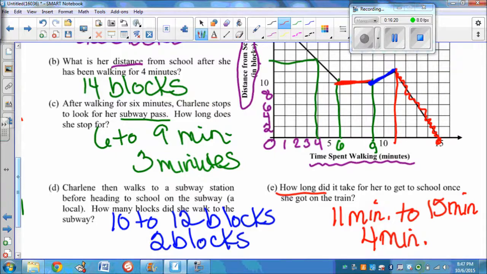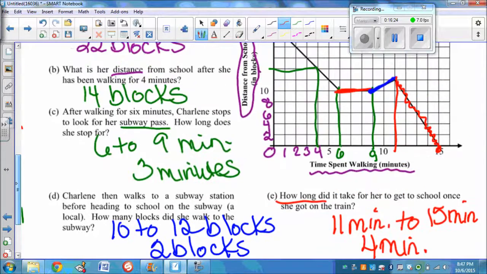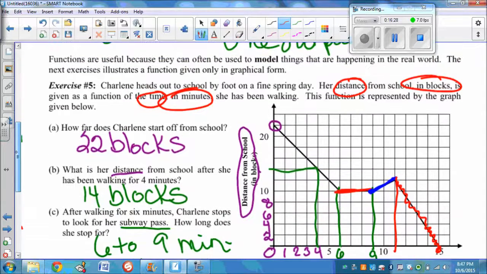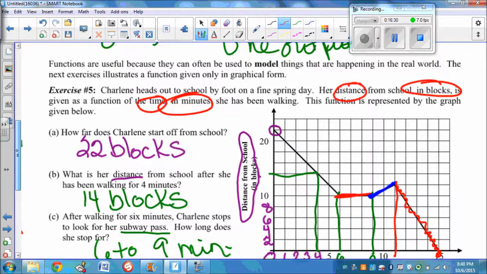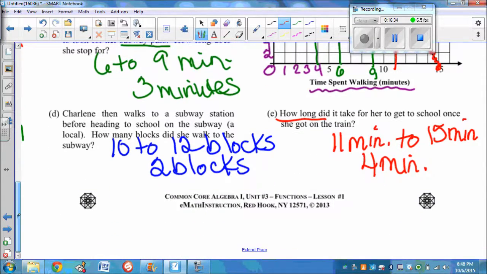We're going to spend lots of time with functions, lots of time looking at some of these graphs and reading them, tables, graphing functions. They're pretty cool. So we're going to spend a fair amount of time with them in this unit, and then we're going to explore some other functions later on in the year. All right, nice job, guys.